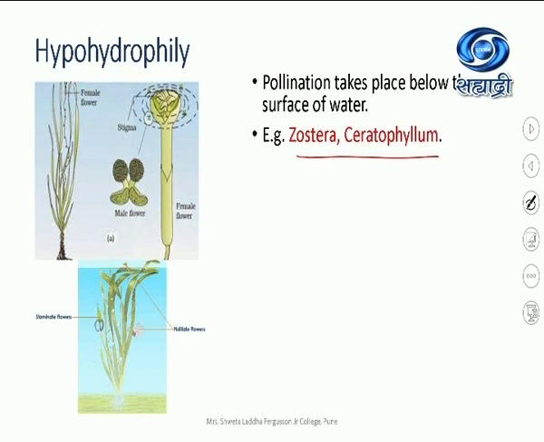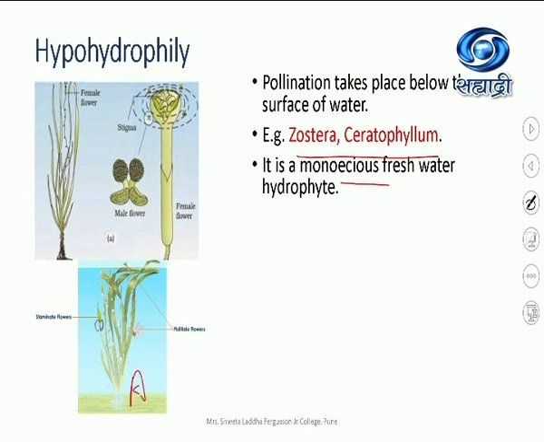In Vallisneria, epihydrophily takes place. It is a monoecious plant. See the difference also, you can write. In epihydrophily, it is a dioecious plant, where the male plants, the staminate plants, and the pistillate plants are separate. In a monoecious plant, both the staminate and the pistillate flowers are produced on the same plant.